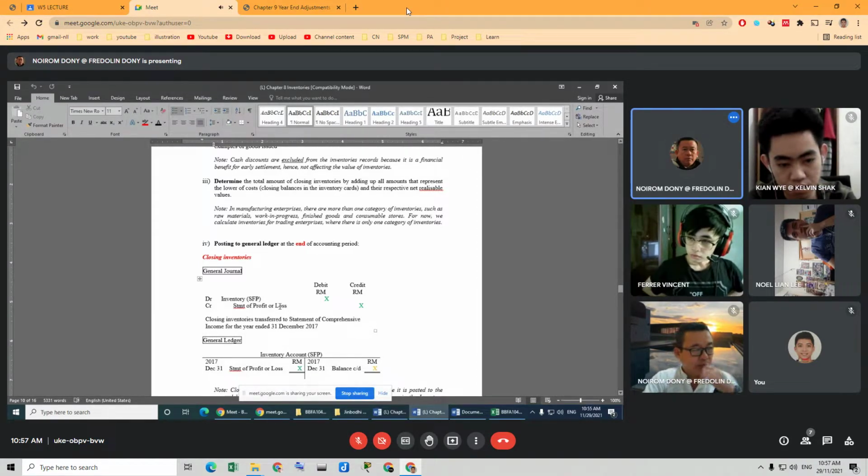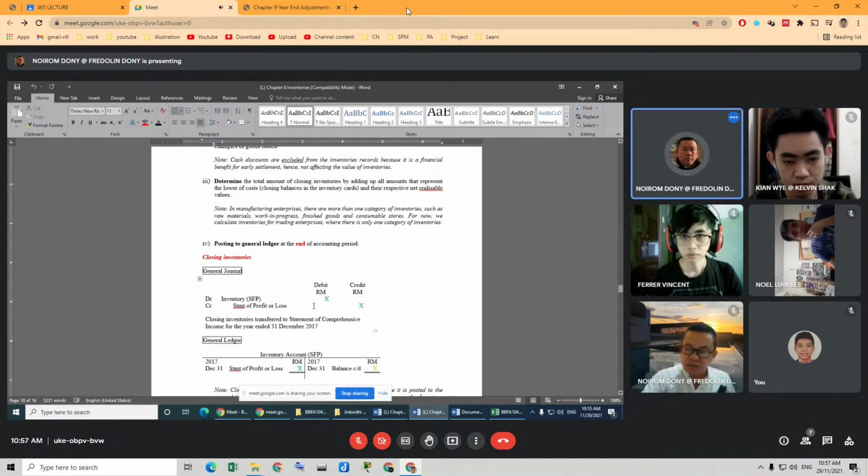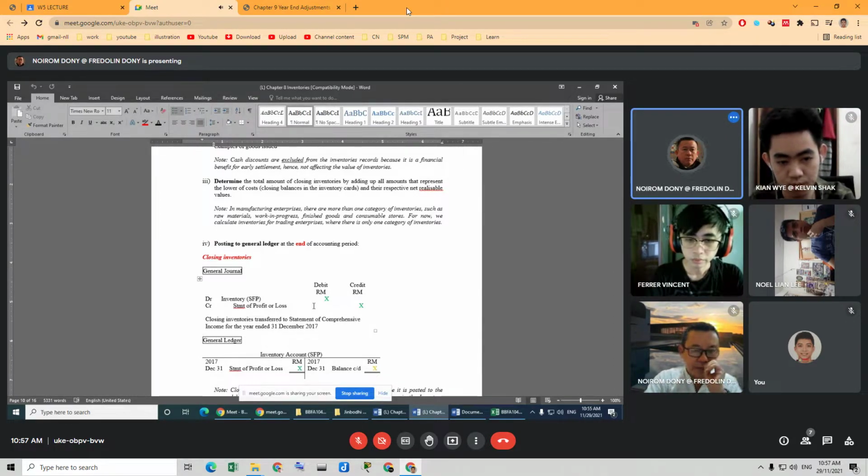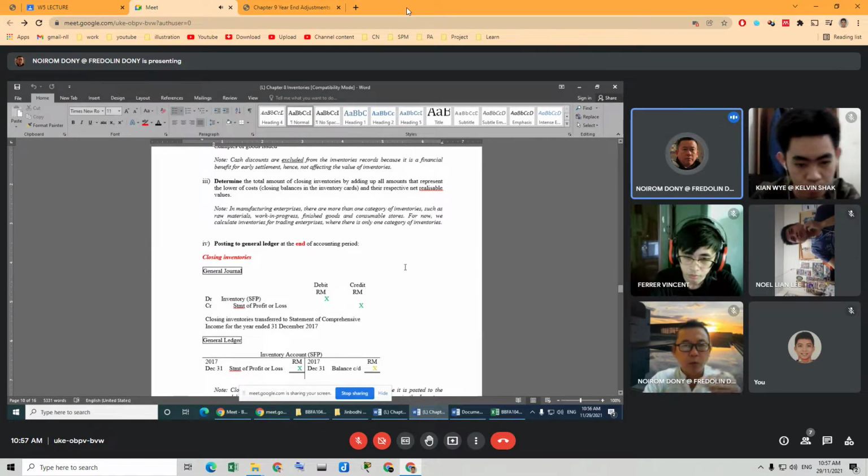So that's why in the SPL, the closing inventory is supposed to be together with sales, because it is credit side, isn't it? Like what I've said to you, SPL debit will be the expenses, credit side will be the revenue, if it's in a T account, but we don't see a T account in the SPL. We are only seeing it in the presentation form. We have add and we have less.